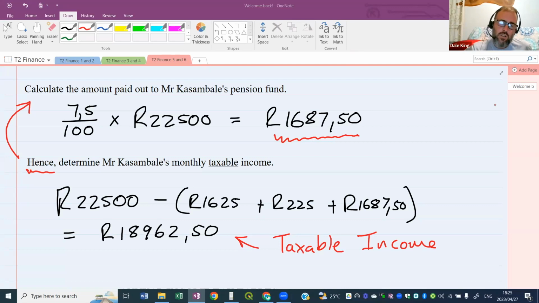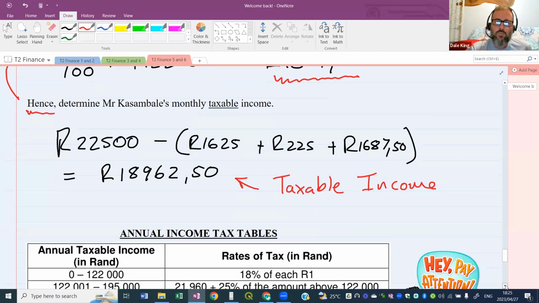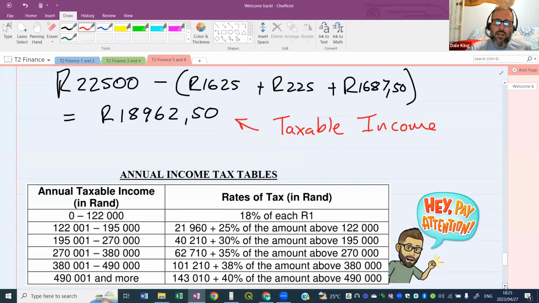Now, this is the interesting part. Oh, I can see Tiamo's going to hit me with the emojis now. Then we get the tax table.